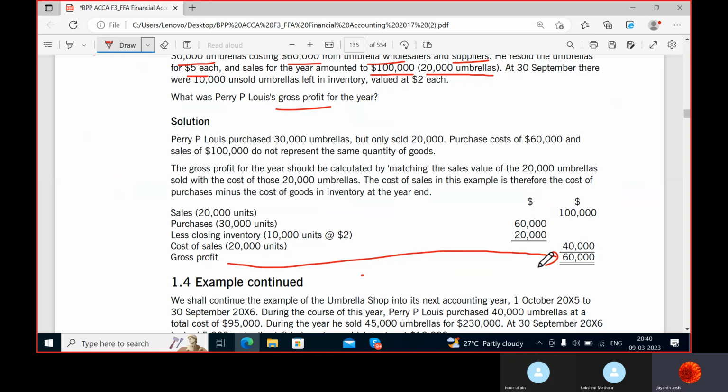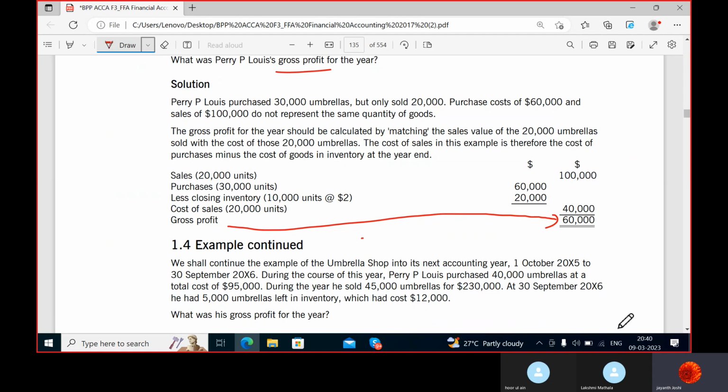Okay. Let's continue the example now. So we shall continue the example of umbrella shop into its next accounting year, that is October 1st, 2005 to September 30, 2006. During the course of this year, Perry P. Louis purchased 40,000 umbrellas at the cost of $95,000. During the year, he sold 45,000 umbrellas for 230.